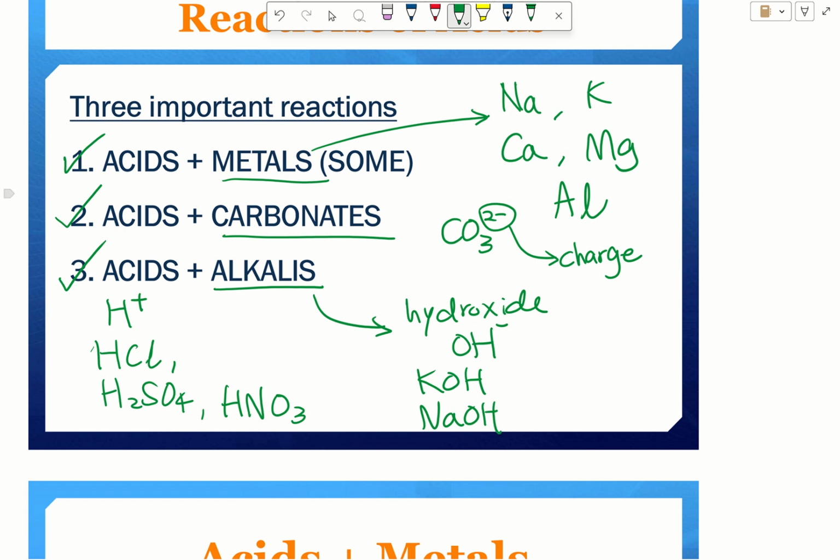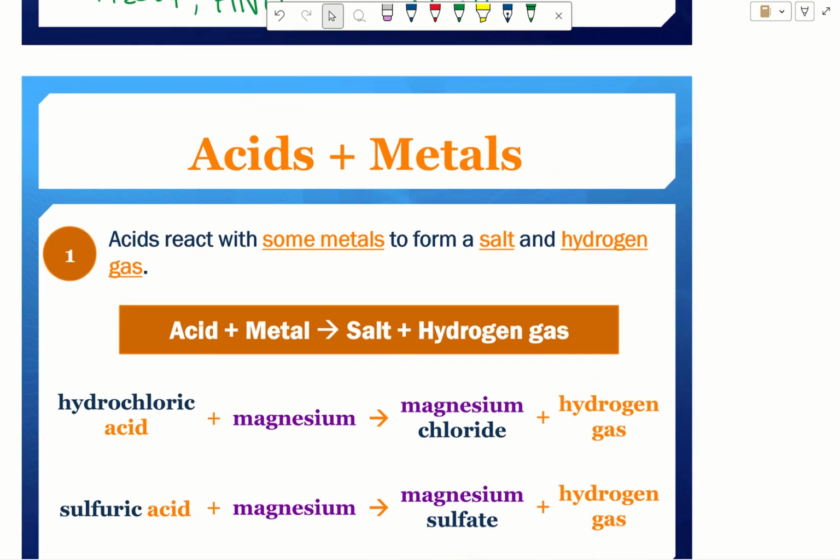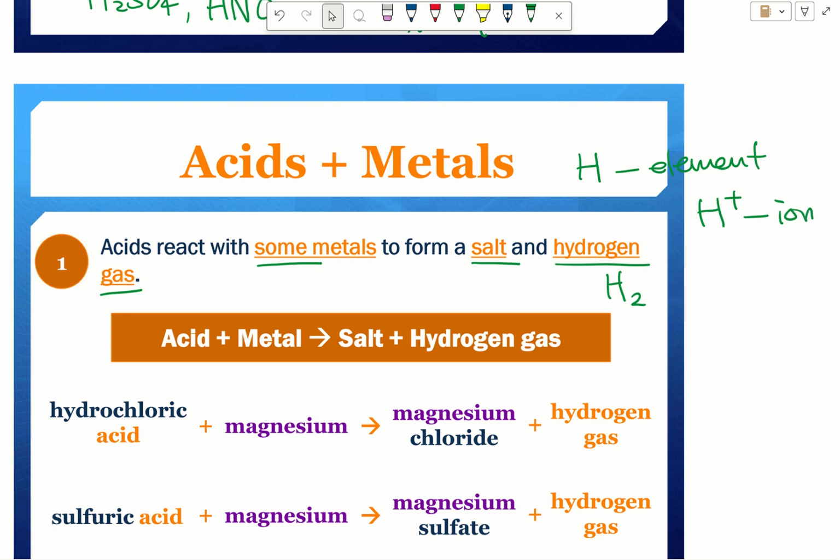Now let's look at the reactions one by one in detail. The first one is acid plus metal. Acids react with some metals to form a salt and hydrogen gas. Hydrogen gas is H2. When we are talking about hydrogen as an element, it is H. When we're talking about hydrogen as an ion, it is H plus. This is an ion. How does it achieve H plus? Because it has lost one electron. When we are talking about hydrogen gas, you must memorize that it is H2.